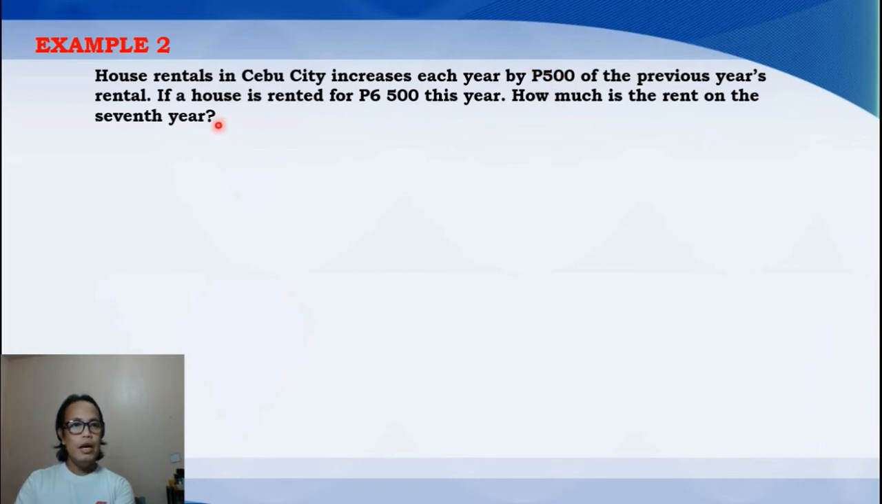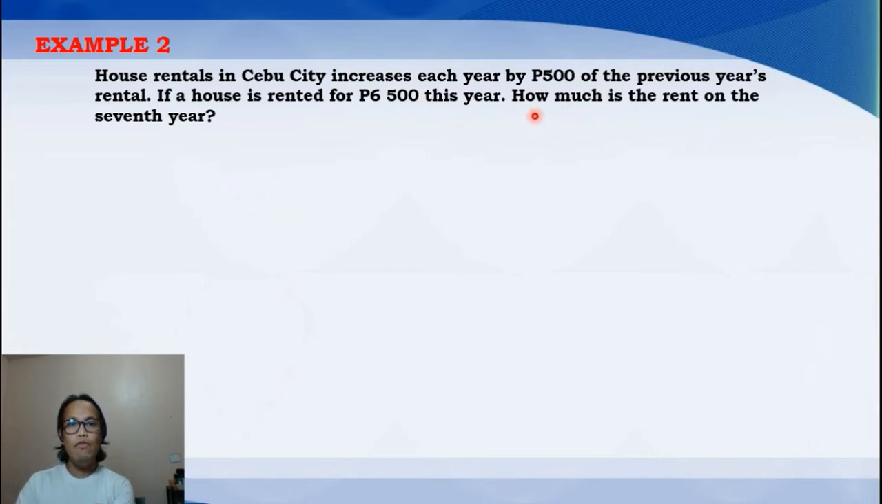And of course, our first term, since it is stated here, a house is rented for 6,500 this year. So that means how much is the rental after 1 year? Plus the increase every year, that means 6,500 this year. So next year would be 7,000 pesos. Then next year would be 7,500 pesos, and so on until the 7th year. So our 500 here, which is the amount of increase per year, is called the common difference, and the 6,500 here is our first term.